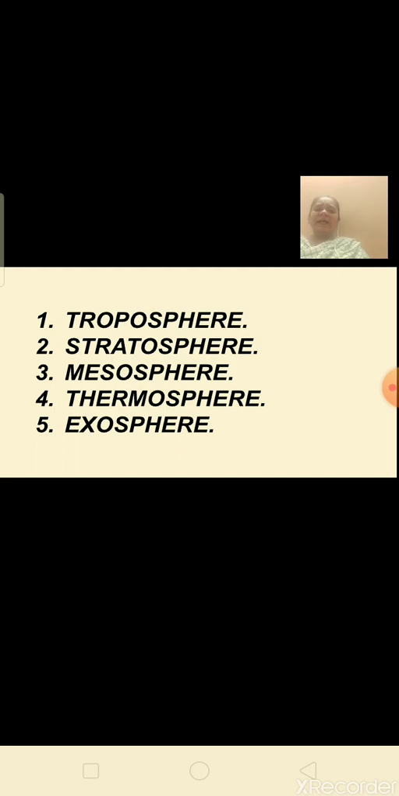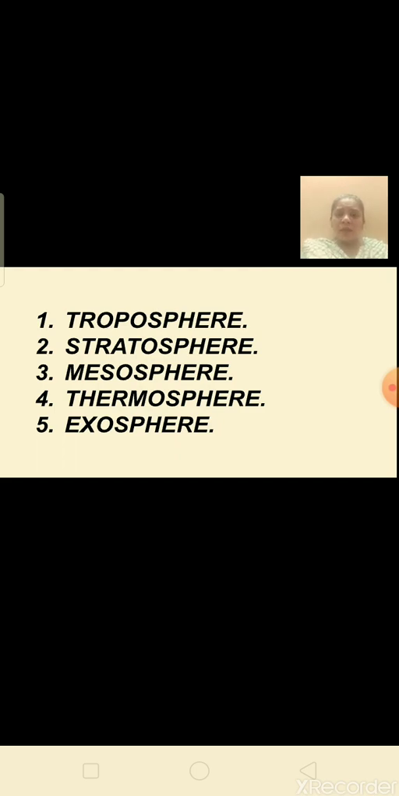The next layer is the thermosphere. In thermosphere, temperature rises very rapidly with increasing height. Ionosphere is a part of this layer. It extends between 80 to 400 kilometers. This layer helps in radio transmission. In fact, radio waves transmitted from the earth are reflected back to the earth by this layer.